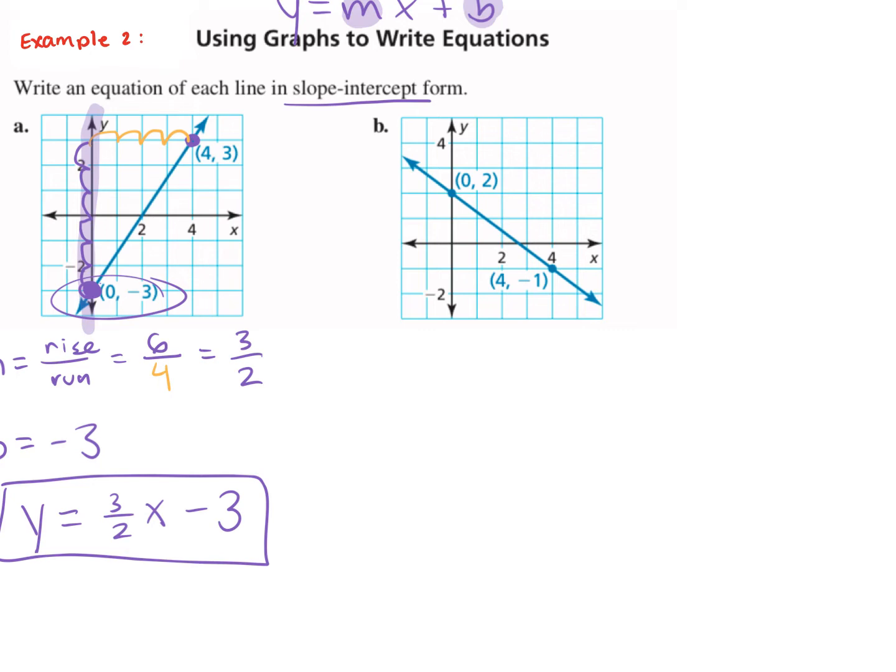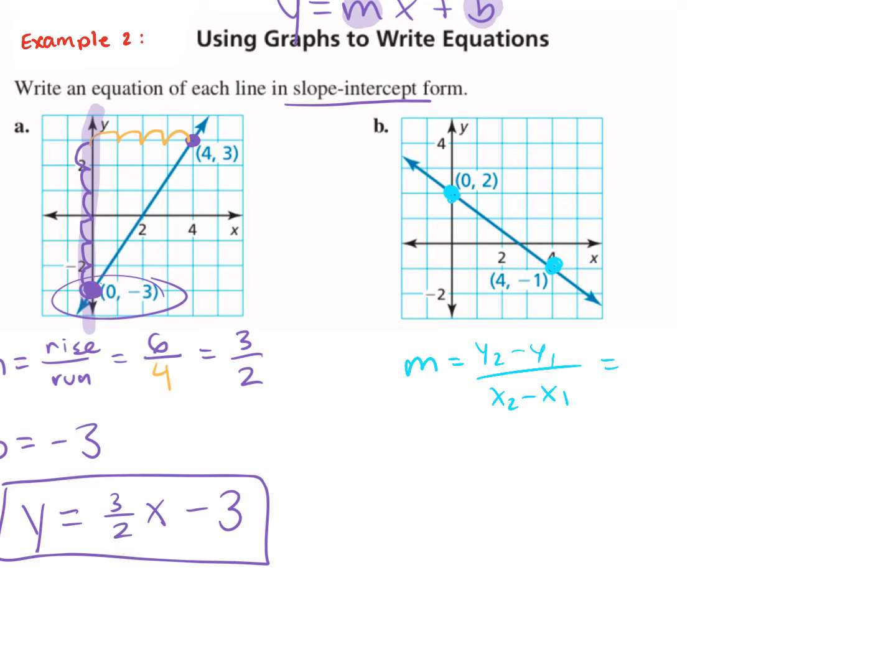All right, for the next one, I'm going to do the same thing. So first thing I want to do is find my slope. So I could use rise over run between my 2 points, or I could use the formula. So for this one, I'm going to use the formula just to make it a little bit different, and so we can have some practice with our formula. So my formula is y2 minus y1 over x2 minus x1.